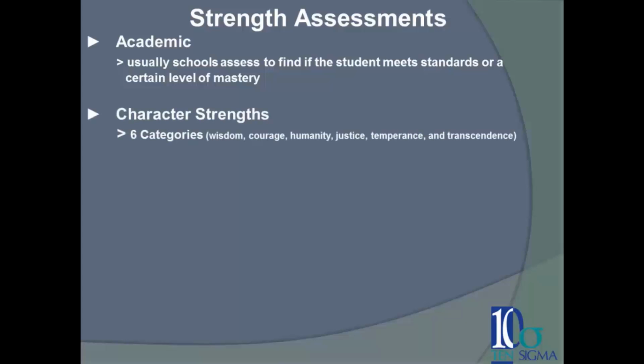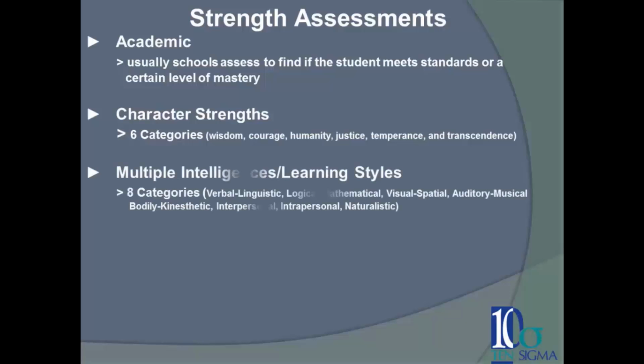Character strengths. A character strengths assessment is usually divided into 6 categories: wisdom, courage, humanity, justice, temperance, and transcendence. The items assessed are skills, talents, interests, and resources. It is unlike an academic assessment in that there are no right answers, and the results are used to understand core characteristics of the individual.